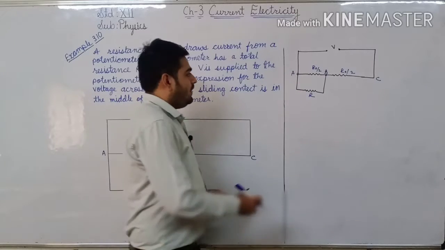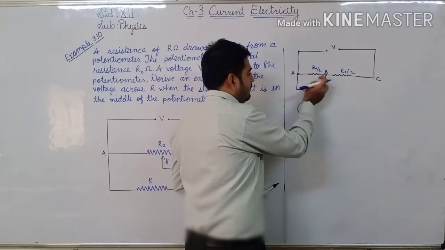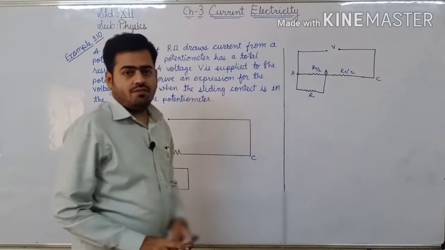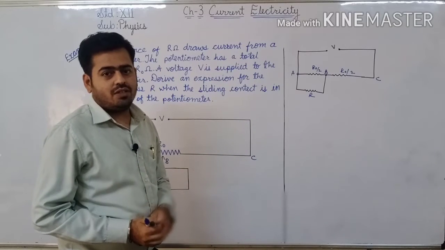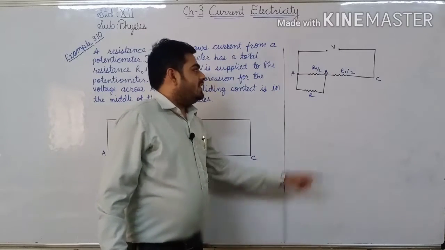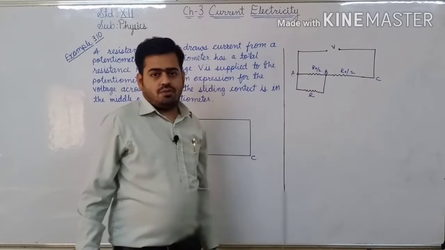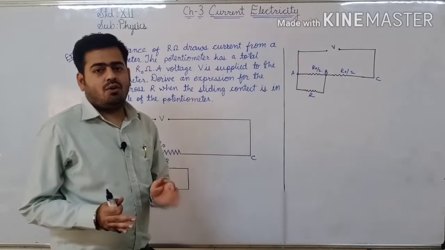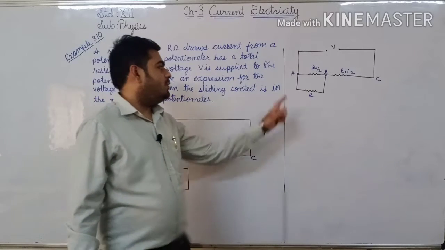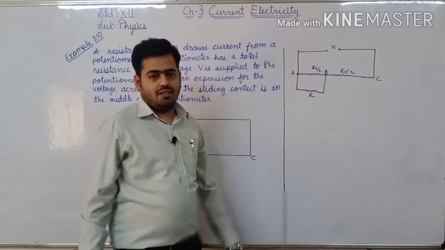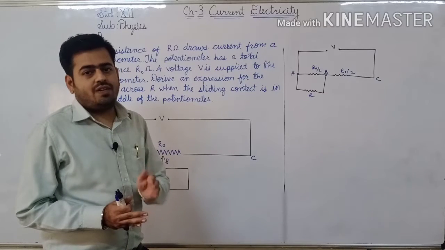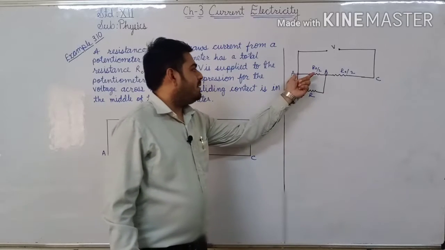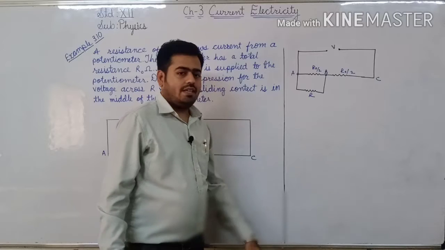So first of all we should find effective resistance between A and B. Once effective resistance is available to us, we can easily find current flowing through the potentiometer. Once current is available, using Ohm's law we can find potential drop across AB. Using Ohm's law V is equal to IR, easily we can find potential drop across AB.